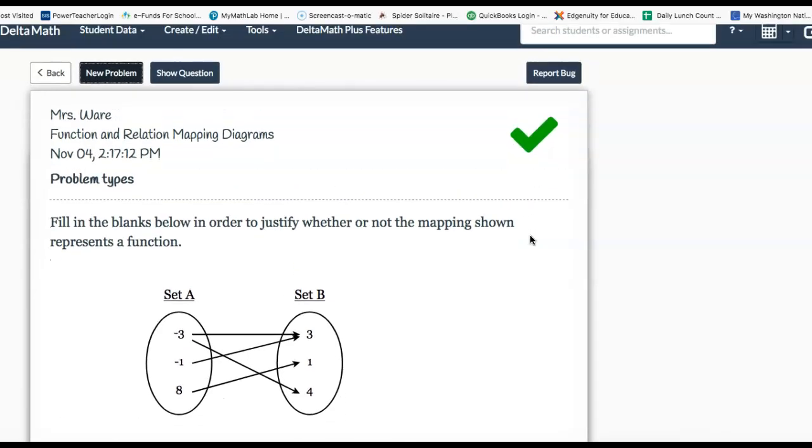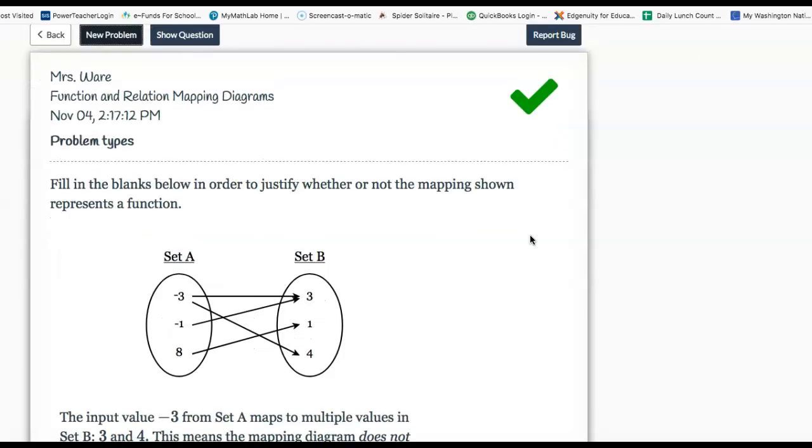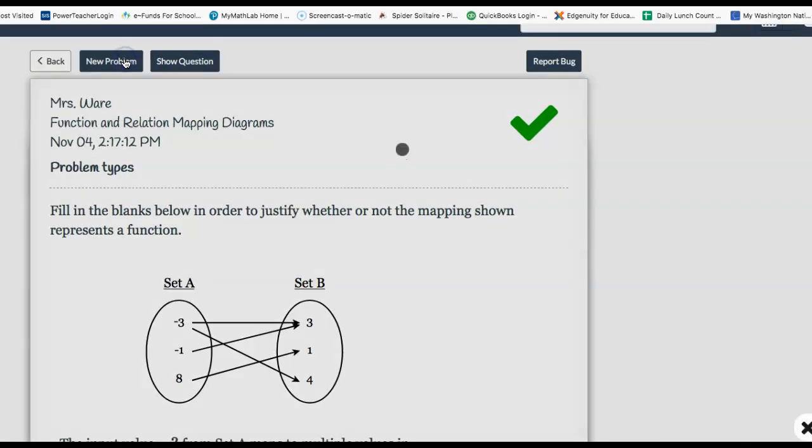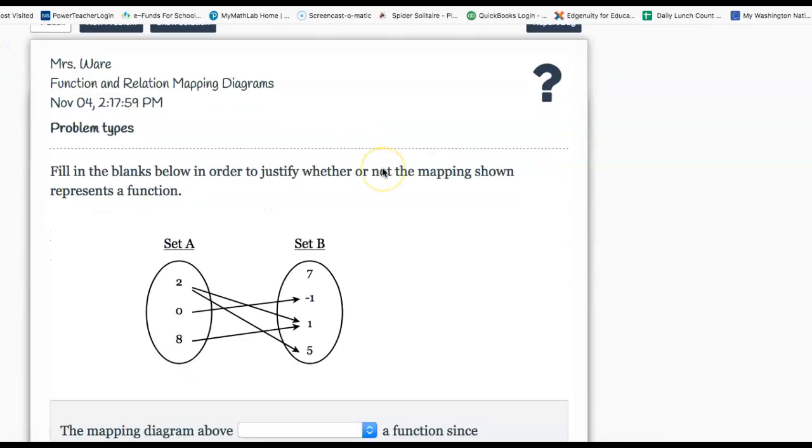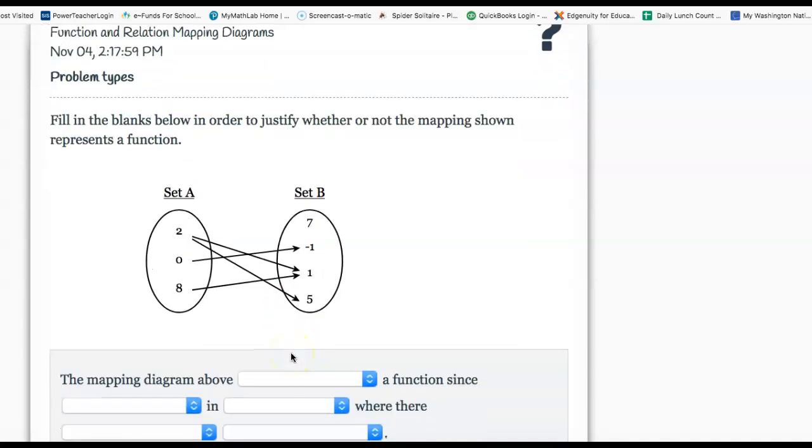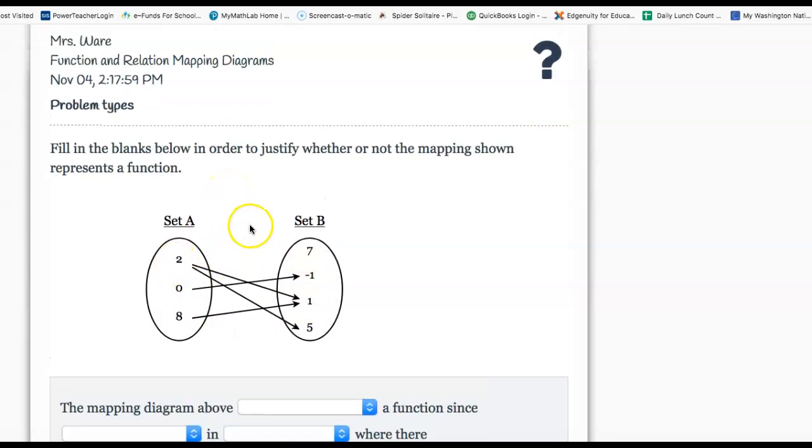Okay, some equations are functions and some are not. Okay, let's do one more. This one would not be because 2 is going to 1 and also going to 5. So I'm not going to go through all of this. I'll just go through a couple examples. This would not be a function because of what's going on at 2.